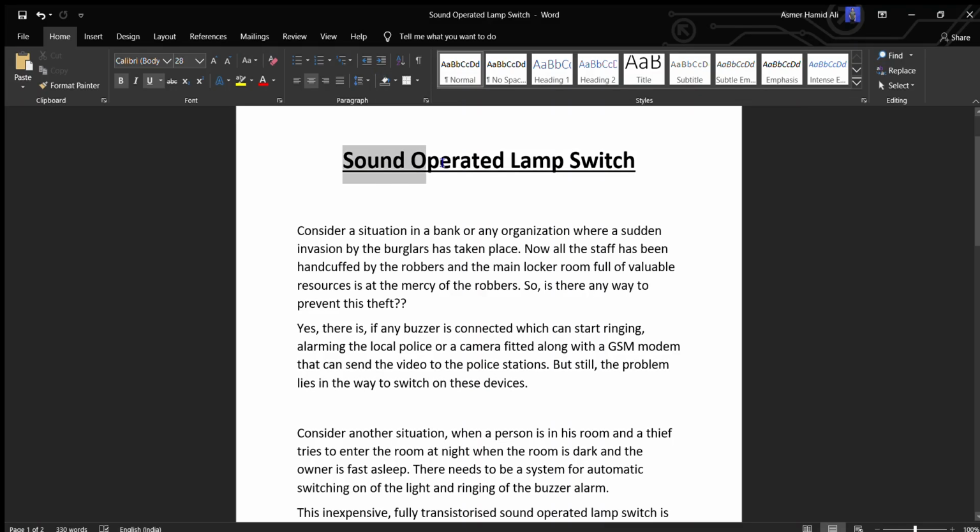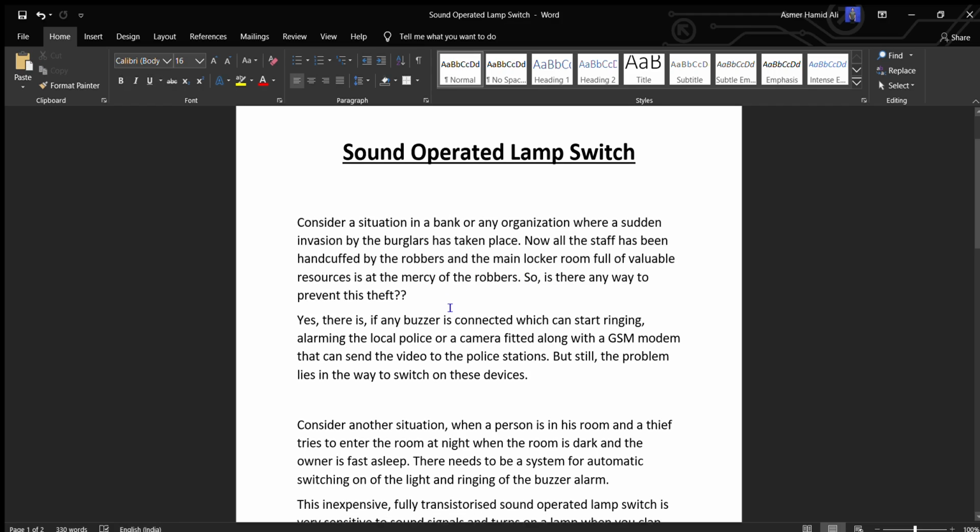In this video, I'll be explaining how to make a sound operated lamp switch using basic electrical components. For that, let us consider a situation in a bank or an organization where a sudden invasion by the burglars has taken place. Now all the staff has been handcuffed by the robbers and the main locker room full of valuable resources is at the mercy of the robbers. So is there a way to prevent this theft?